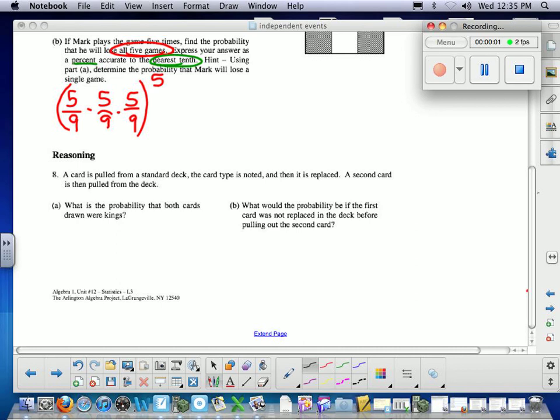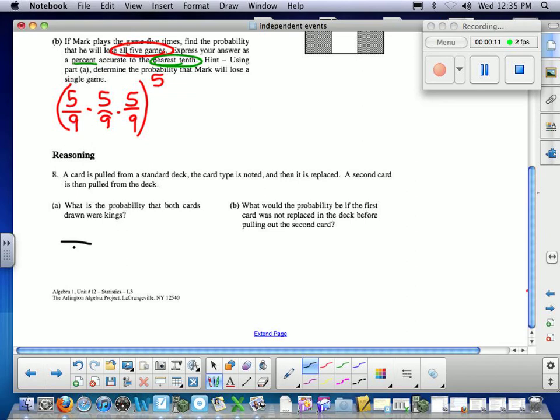In number 8, we're working with the deck of cards, and we're going to pick 2 cards from the deck. So letter A, what's the probability that both cards were kings? Well, I know it's going to be something out of 52. There are 4 kings, correct? What happens when I pull the next card out?